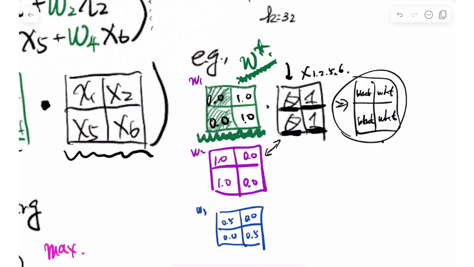So take a look at this one, okay? We have a green weight, which is 0, 1, 0, 1. And the X, the image, is still the same, 0, 1, 0, 1. So if we take the product of these two matrices, the final answer will be 2, right? 0 times 0, 1 times 1, 0 times 0, 1 times 1, and sum them together. So that result will be 2. That is a very large number, right?